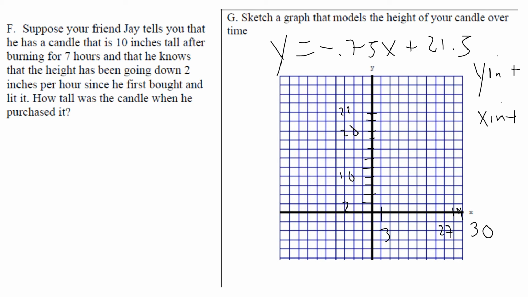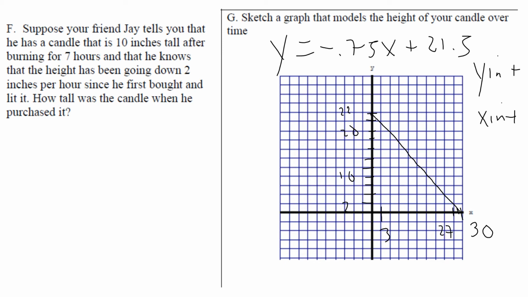So once you know your x-intercept and your y-intercept, you can just basically connect them. And even though the graph isn't going to be perfect, it's certainly going to show you that for every hour that goes by, the height of the candle is going down, which is why there's a negative slope.